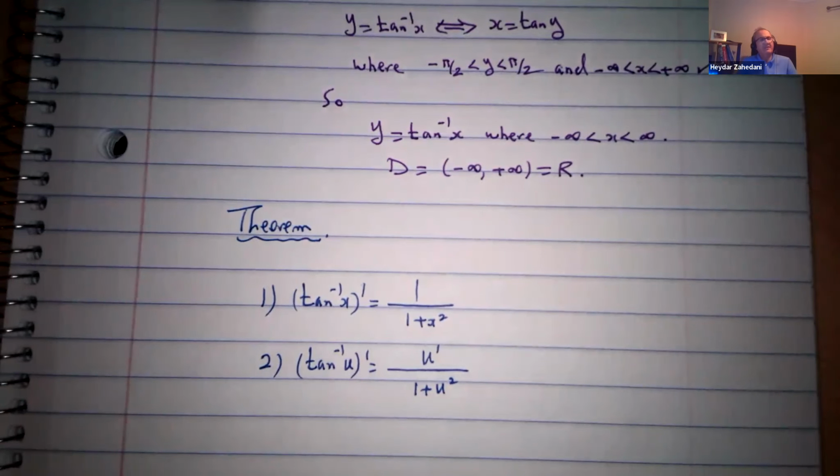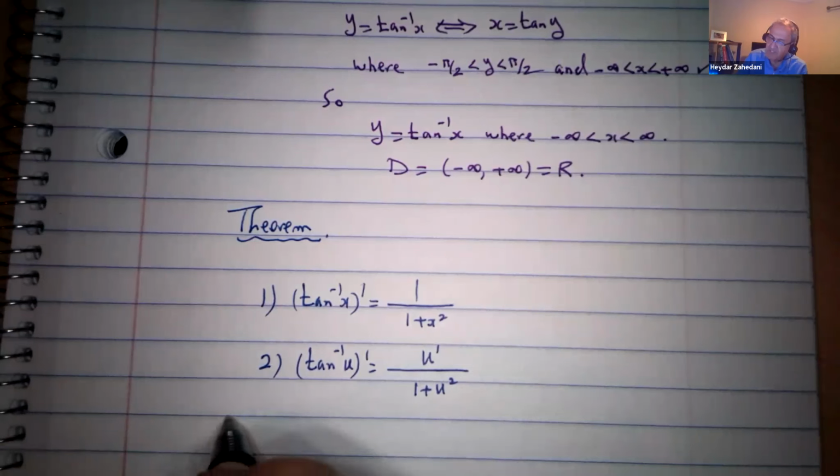Okay, so the derivative of tangent inverse of x is 1 over 1 plus x squared. That's going to be tangent inverse of x squared, 2x, 5x. Then you have to multiply by u prime because of the chain rule. And of course, equivalently, you have the integration.